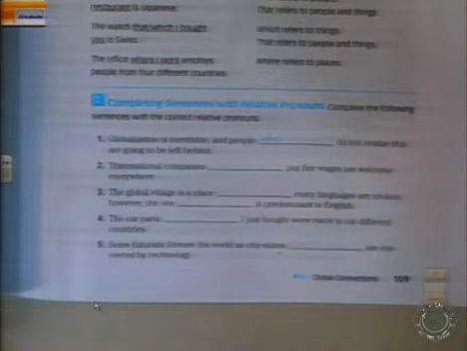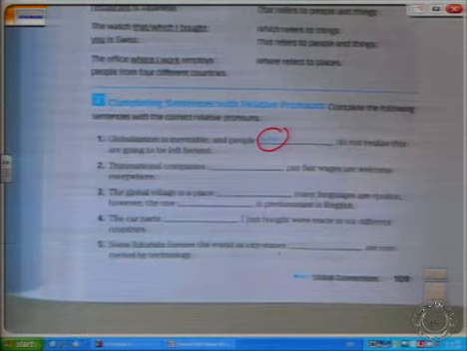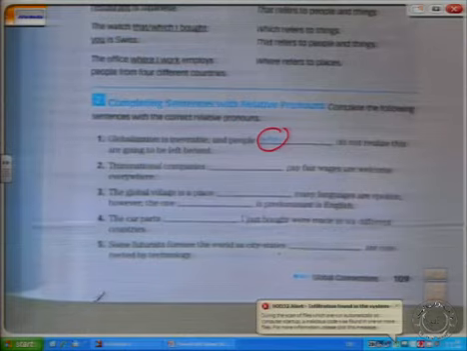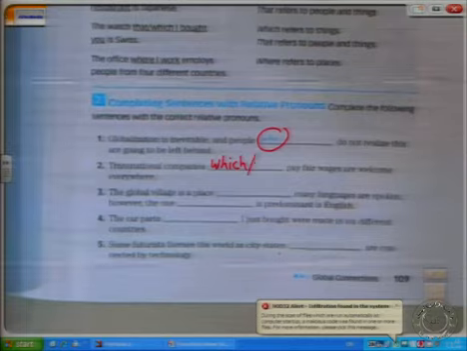So here we have people, we use who. People, persons, we use who. Example number 2: transnational companies pay fair wages, are welcome everywhere. So here we have transnational companies. What can we use here? We can use which, because we have things here, which or that.